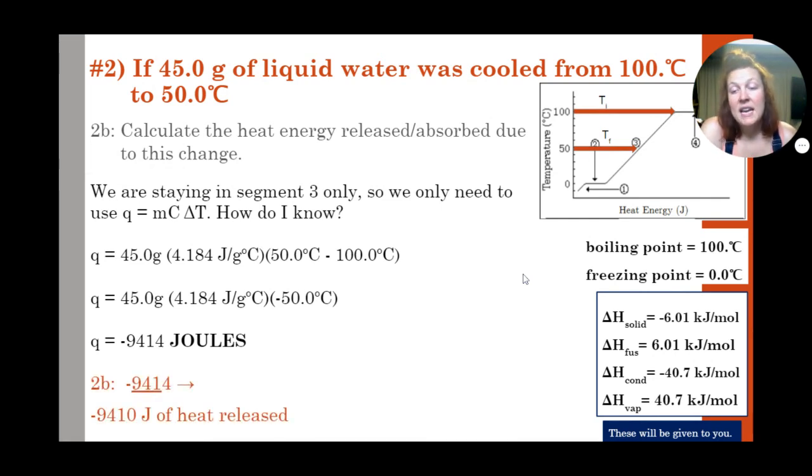Rounding that to sig figs, I end up getting negative 9,410 joules of heat released. And again, that is negative because it tells us the direction. You can kind of double check this too, because you know that you are cooling the system. So we are losing heat energy to the surroundings. So we should have a negative Q value.